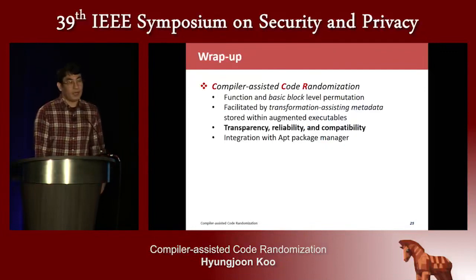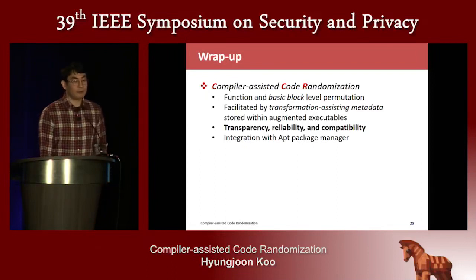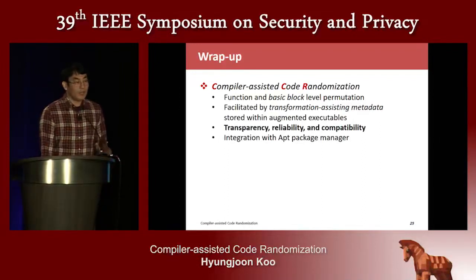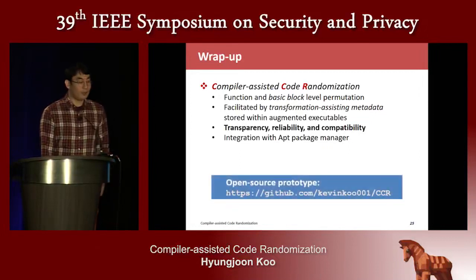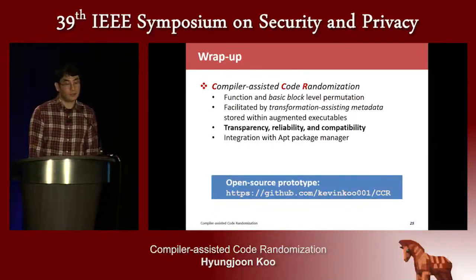To wrap up, I have presented compiler-assisted code randomization at both function and basic block level. We have facilitated our prototype by transformation-assisting metadata stored within augmented executables in a transparent, reliable, and compatible way. We have also successfully integrated our prototype with the popular package manager APT in Linux. We are open sourcing our prototype at this link. The code is now available if you are interested.